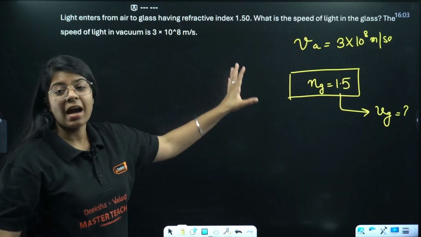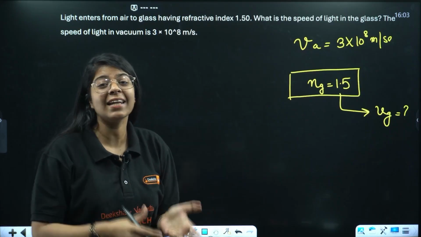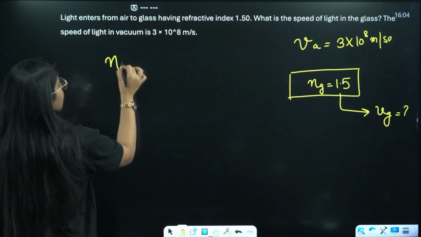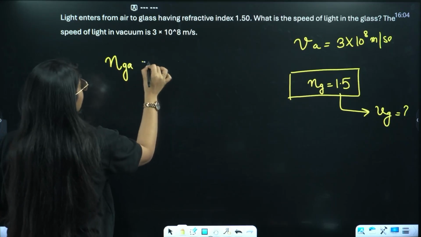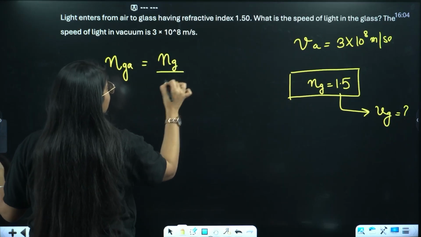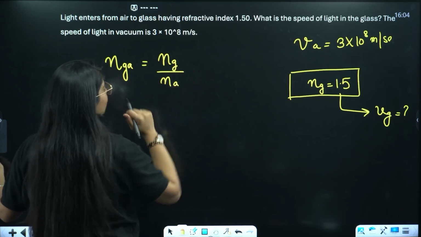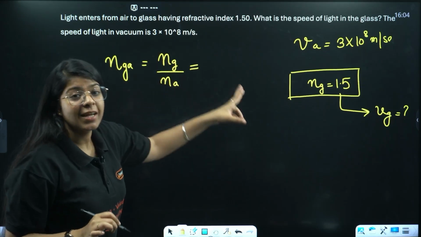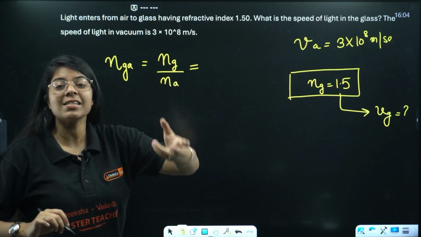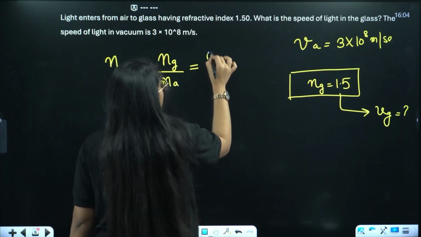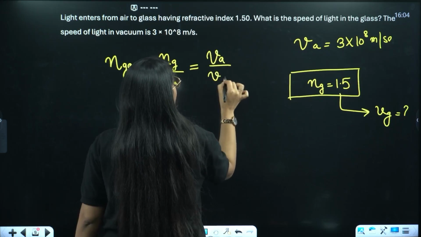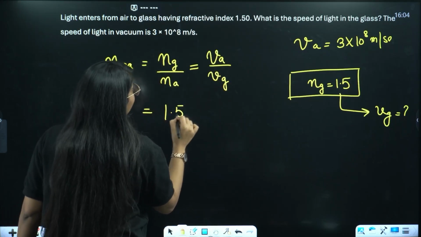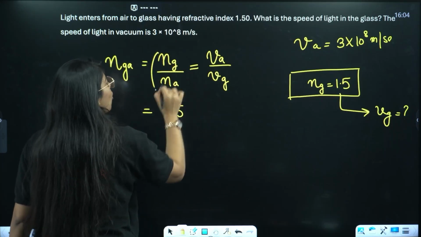Understood? So we just have to find the speed of light in glass, and the speed of light in air is given. Simply we have the formula: refractive index of glass with respect to air, that is Ng divided by Na. Correct? Now its relationship with velocity. Refractive index is inversely proportional to velocity, so that will be Va divided by Vg. Understood? Now Ng is given, that is 1.5.